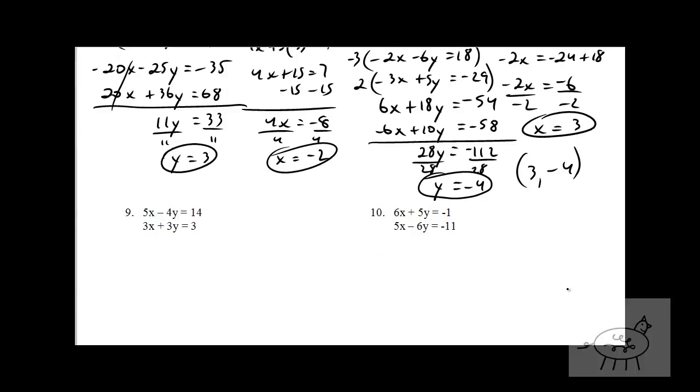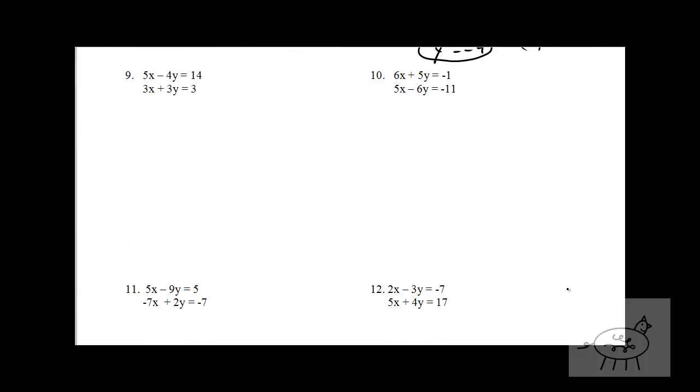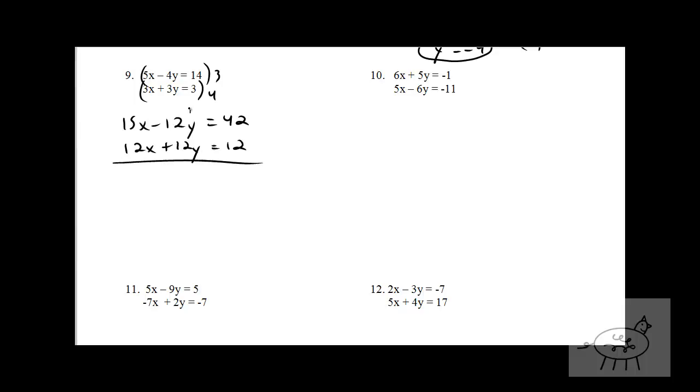Okay, keep on going here. That's in nice order. The numbers are relatively close, so I'm going to get rid of the y. Okay, so this is going to be 3 and this is going to be 4. So 15x minus 12y equals 42, and 12x plus 12y equals 12. Y's cancel, so 27x is equal to 54. Divided by 27, x equals 2.